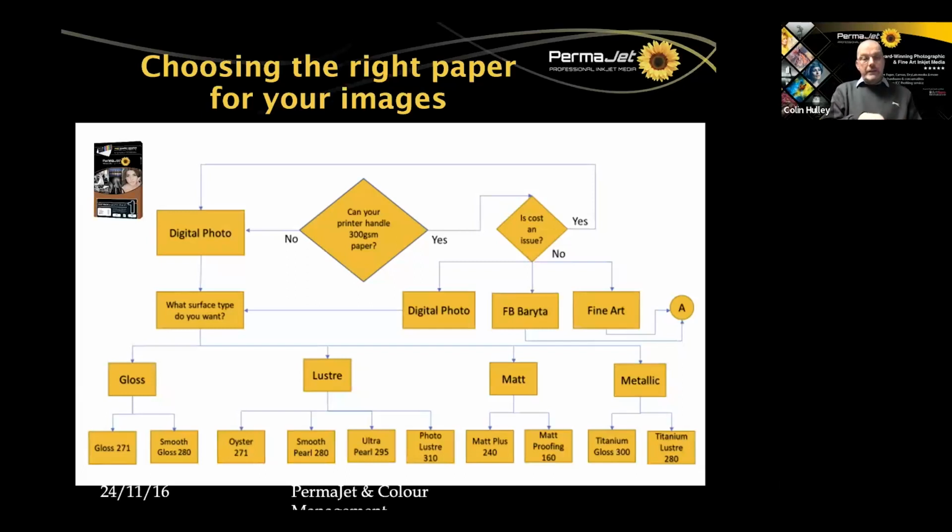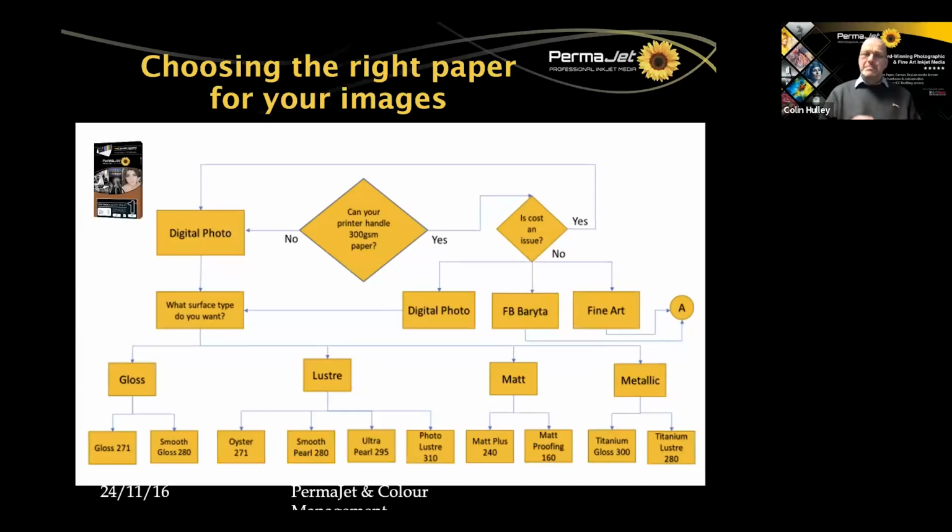Therefore, once you've chosen the digital photo range, the next question we would ask you is, well, what kind of look do you want? What surface do you want? Because you can see that we have 4 surfaces within the PermaJet range. We have the gloss, we have a luster, we have matte, and we have metallic.